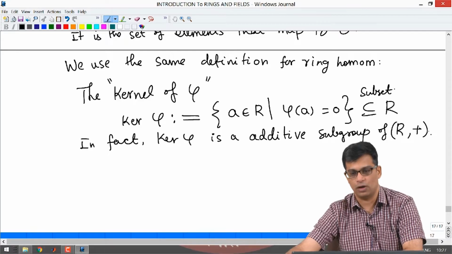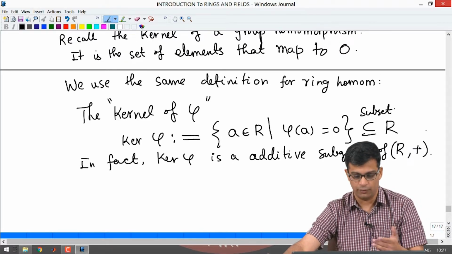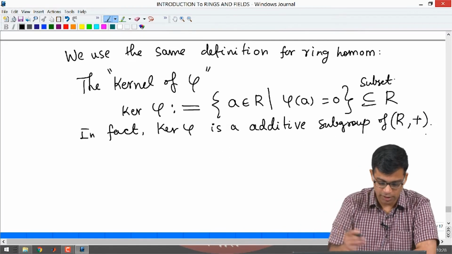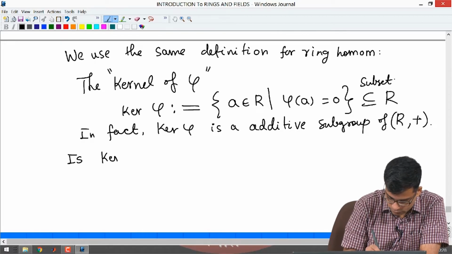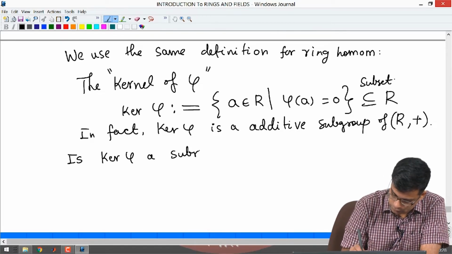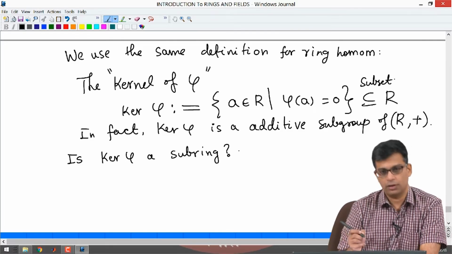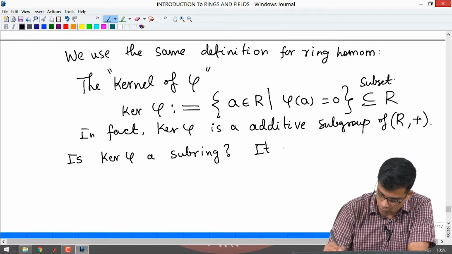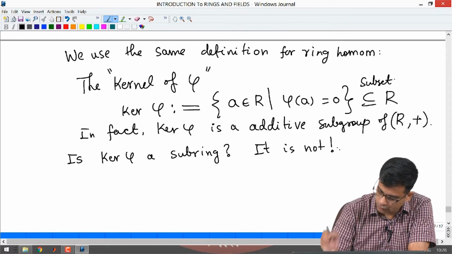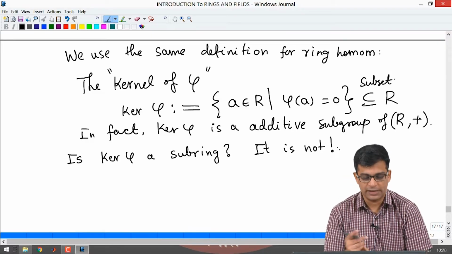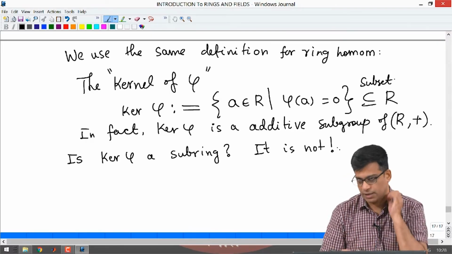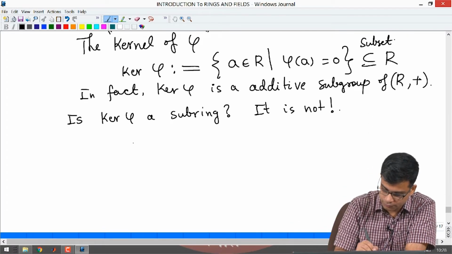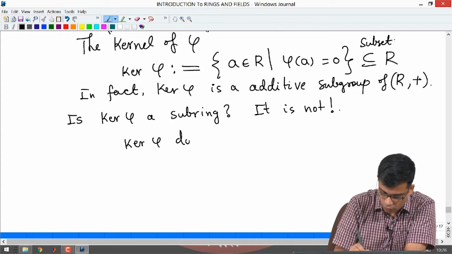Now let us come back to ring theory, we are doing rings, not groups. What other properties does the kernel have? Is the kernel a subring? Think about it for a second. Is the kernel a subring? It is not. Why not? Remember a subring is a subset which is a ring by itself. In particular, it is supposed to contain 1, but can the kernel contain 1? No.